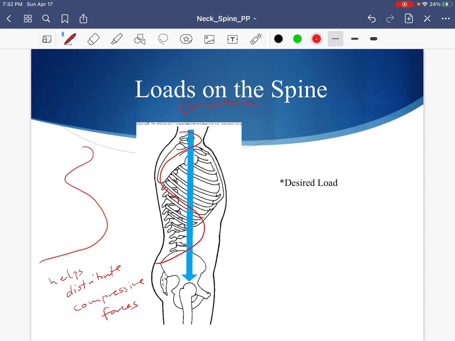If we just had the vertebrae stacked on top of each other, the only bony surface area we would have would be that. That would be a very small bony surface area. But if we spread out some of these segments, it's a really bad drawing, but by spreading out some of these segments, it allows the compressive forces to be more widely distributed. So it's there for a reason.